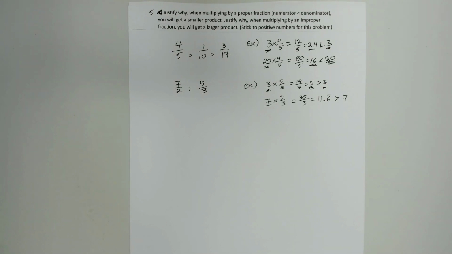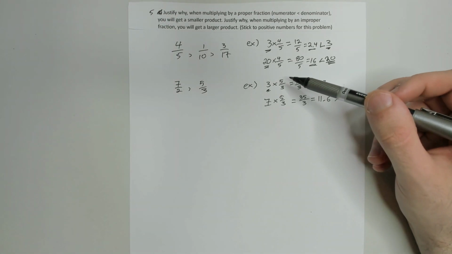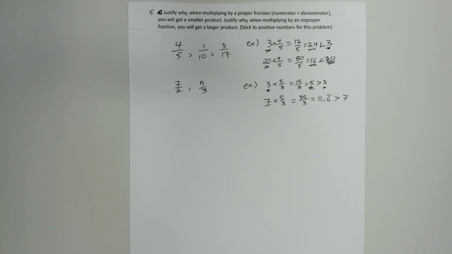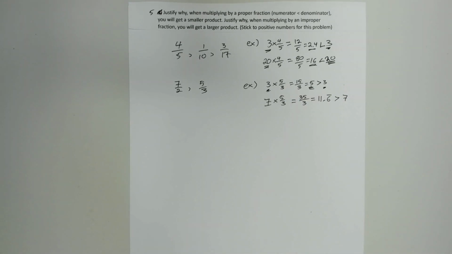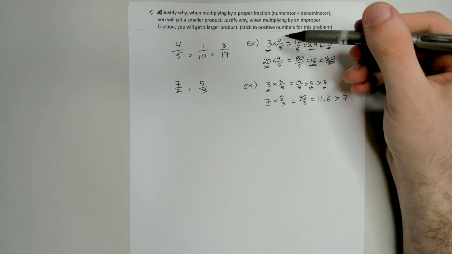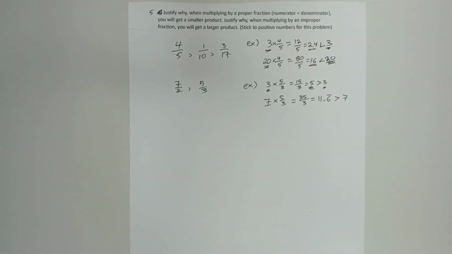One way that you might reason with it is that we know that improper fractions are bigger than 1. So if I'm multiplying by 5/3, I'm multiplying by something that's bigger than 1, so that makes sense that it's going to stretch out a little bit, right? But if I'm multiplying by something that's smaller than 1, like 4/5, proper fractions, they're between 0 and 1, then we're taking a smaller piece of this 3, or a smaller piece of this 20, and we're making it smaller. So that's one way to think about it.